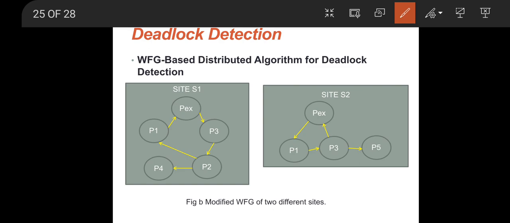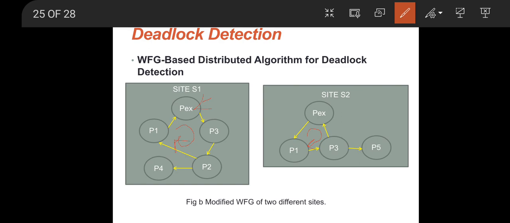But if there is a condition wherein there is a cycle that involves the node Px, for example, here we have a cycle which contains some external information, some information that is not fully known to site S1, then it means that there is a possibility of deadlock in this particular distributed system. Similarly, site S2 will also check whether there is a cycle or not. If we see here, there is a cycle which involves the node Px, that means the system might be in the deadlock condition because some information is not known to S2.